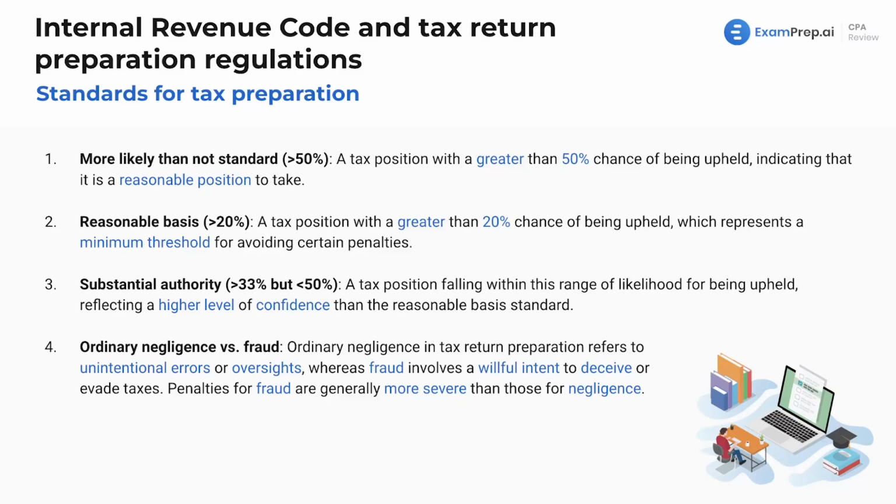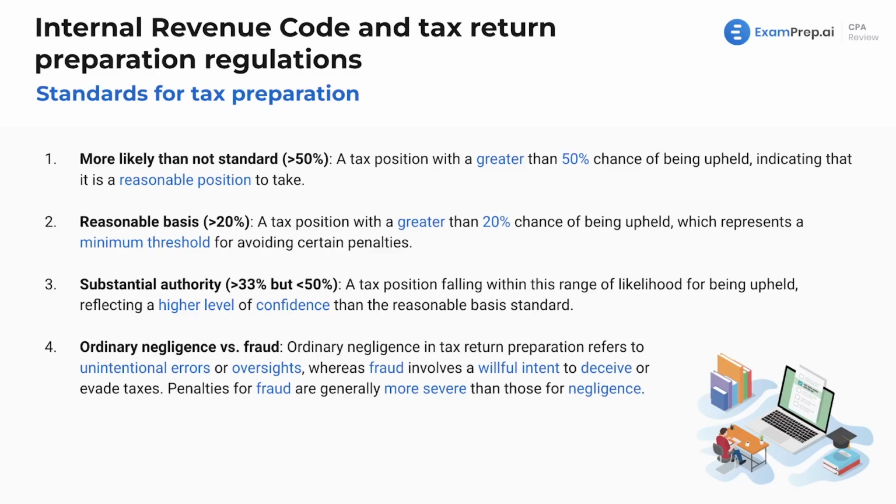Now we get to a less complex and filled up slide. These are the standards for tax preparation. So we see these are 3 standards, 3 levels of assurance, you could kind of call them. And then we discuss the difference between ordinary negligence and fraud. Now let's talk about it.